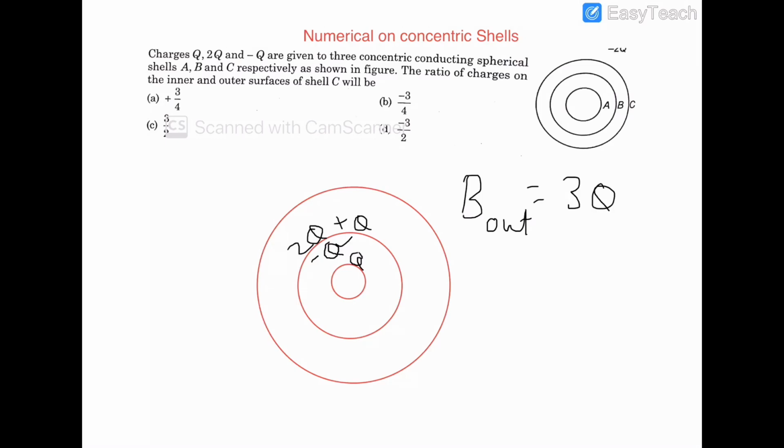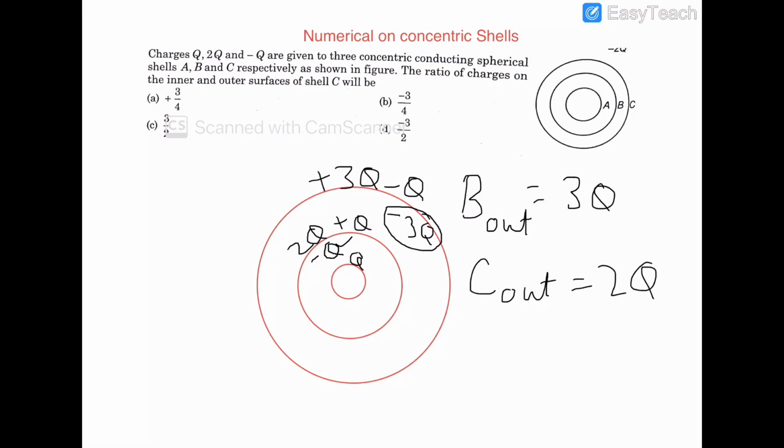Now this 3Q charge is of course positive, and due to this a minus 3Q charge will get induced on the inner surface of shell C. And shell C already contains minus Q charge. Now due to this minus 3Q induced on the inner surface of shell C, a charge plus 3Q will get induced on the outer surface of shell C. So the total charge on the outer surface of shell C, C out, will be plus 3Q minus Q, which is 2Q. So the outer surface of shell C carries charge 2Q and the inner surface of shell C carries minus 3Q charge.